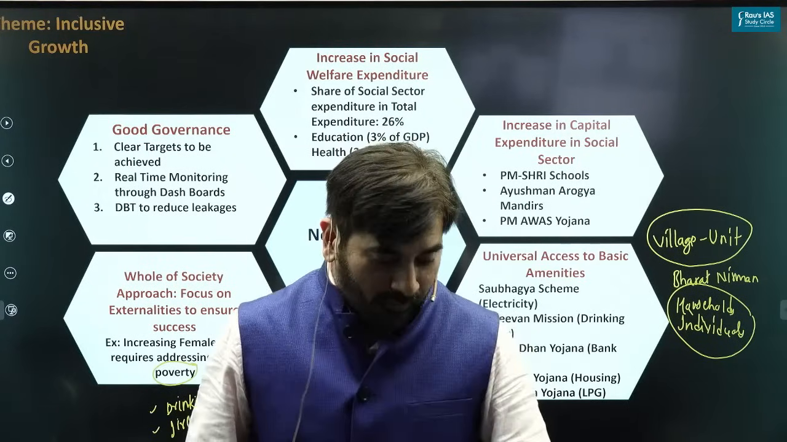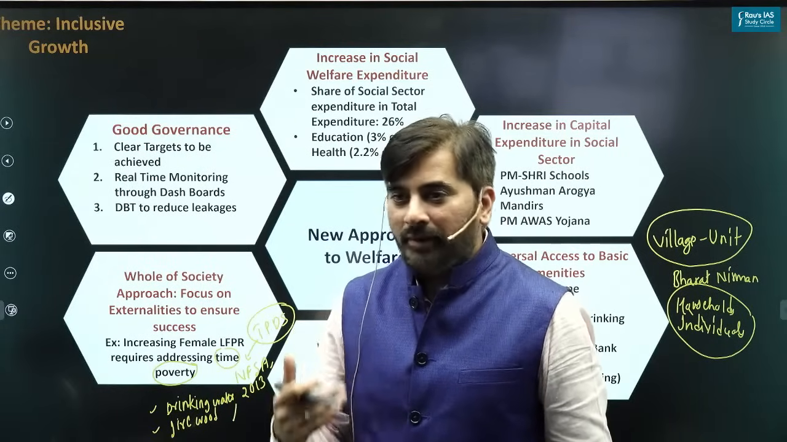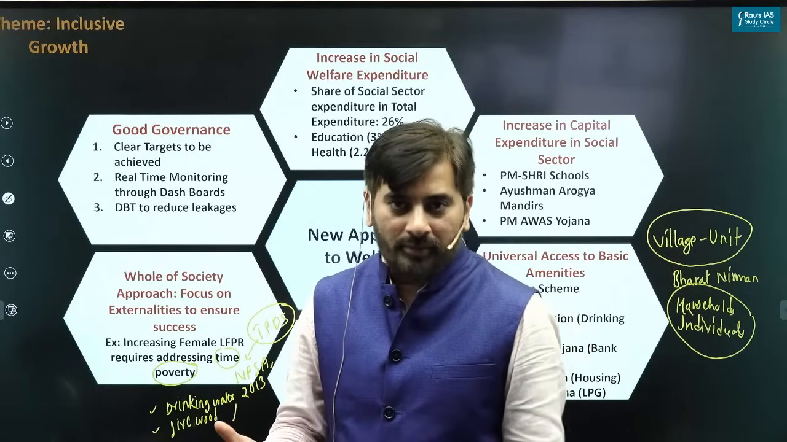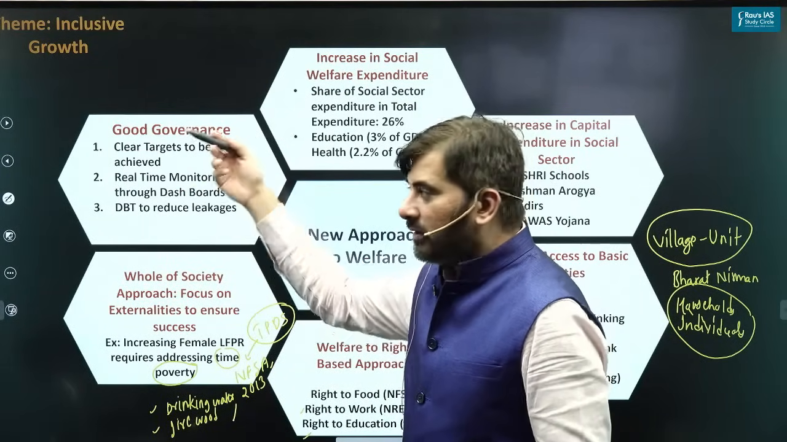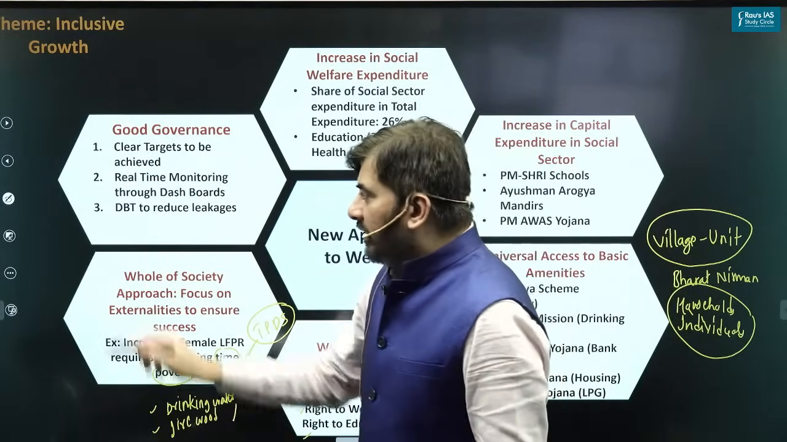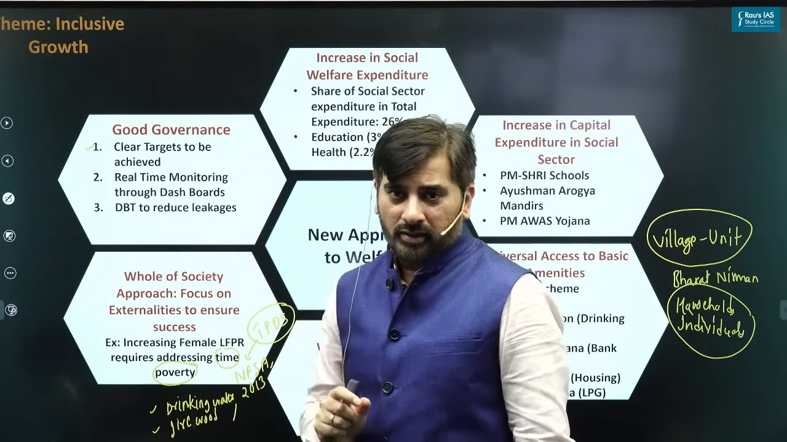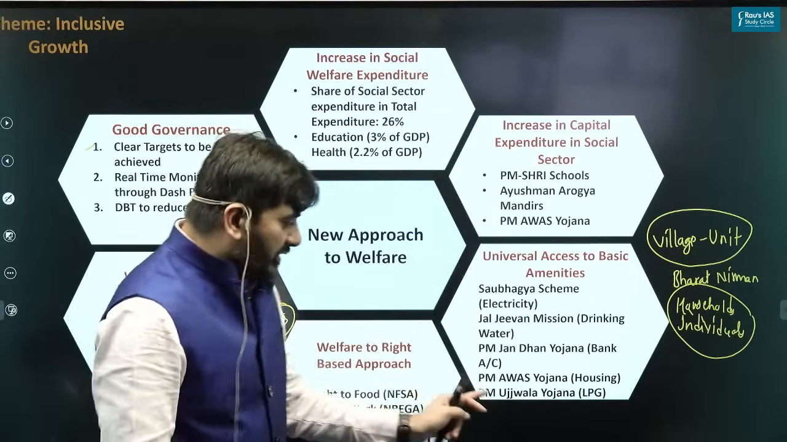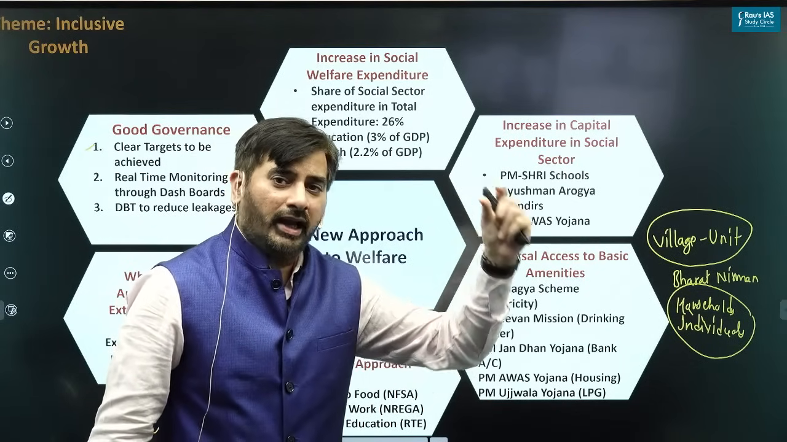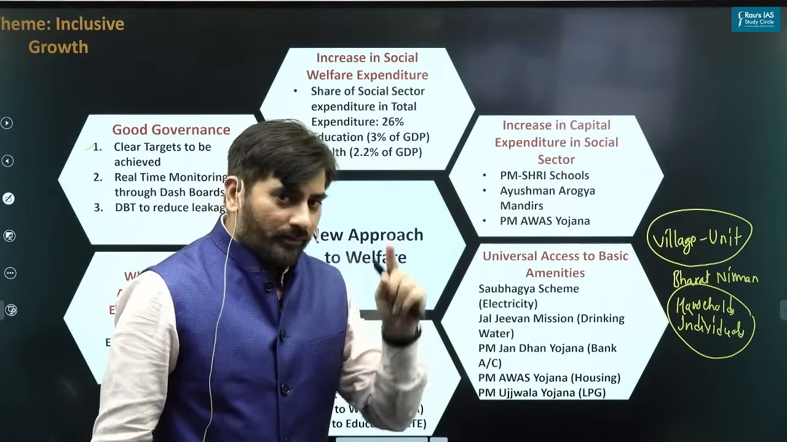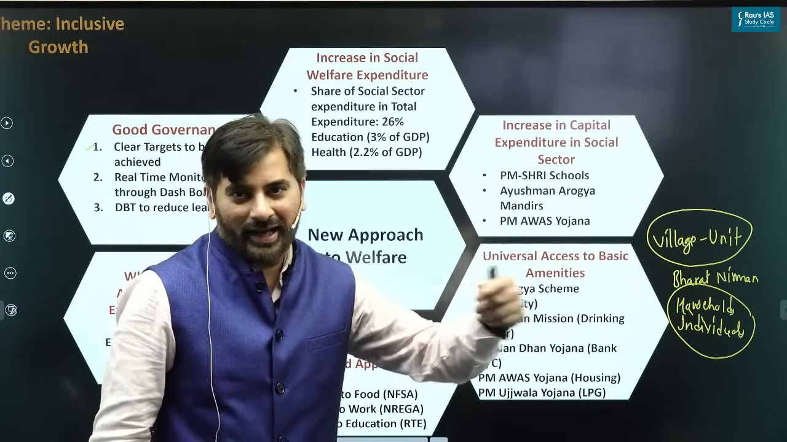In the same way, the schemes might look extremely good on paper, but government has to efficiently implement these schemes and programs, for which government has adopted good governance techniques. What good governance techniques? For example, government is highlighting clear targets to be achieved. When we launched Pradhan Mantri Ujjwala Yojana, government said that the households will get 8 crore LPG connections. That is our target. And when we achieved the target, we then upgraded the target as well.